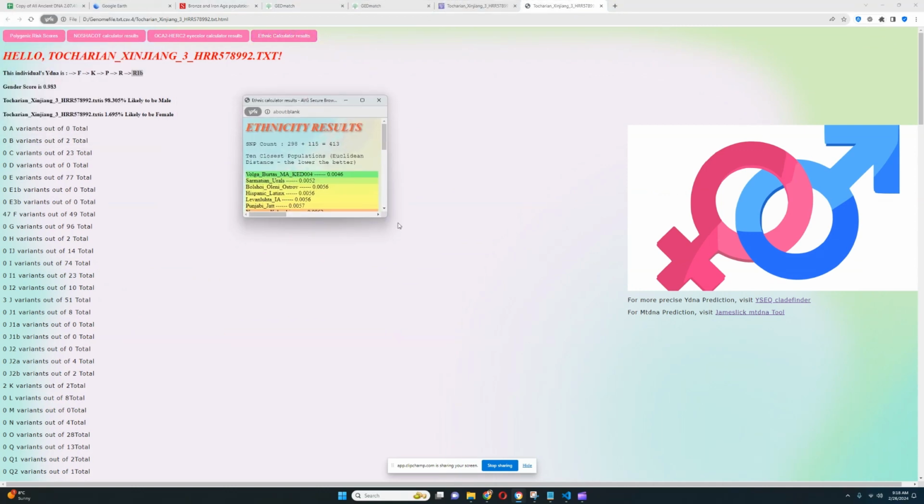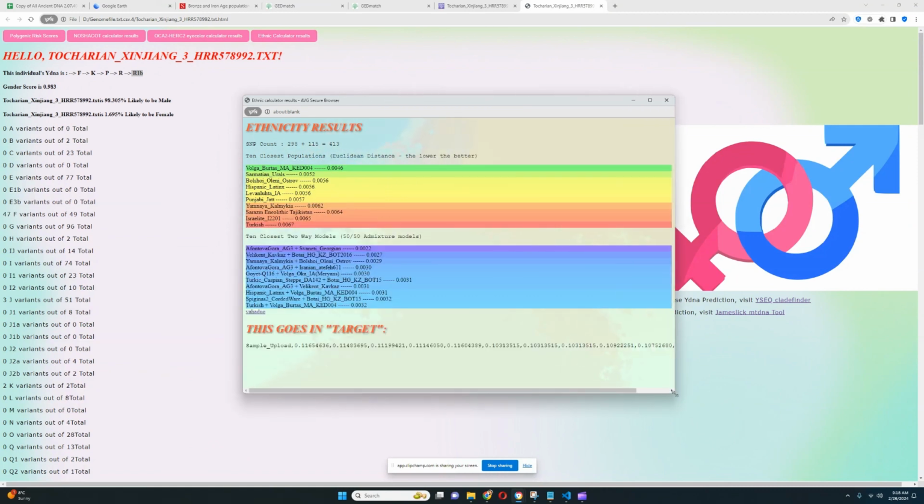And with ethnic calculator results for him, he is closest to Burtas individual from Volga, Middle Ages individual from Volga, who is Burtas. It's an Iranic group. This individual resembles most various Scythians and Sarmatians. So you could replace this with Sarmatian or Scythian. Followed by that is Sarmatians Urals. So once again, he's close to various Sarmatians with my calculator.